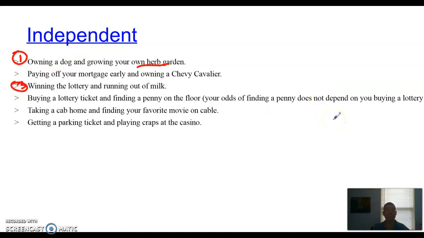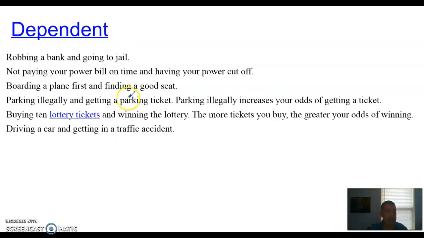Winning the lottery and running out of milk. Winning the lottery has absolutely nothing to do with running out of milk. Therefore, those two are independent. Okay? Let's look at the next slide now. Those would be the dependent events.